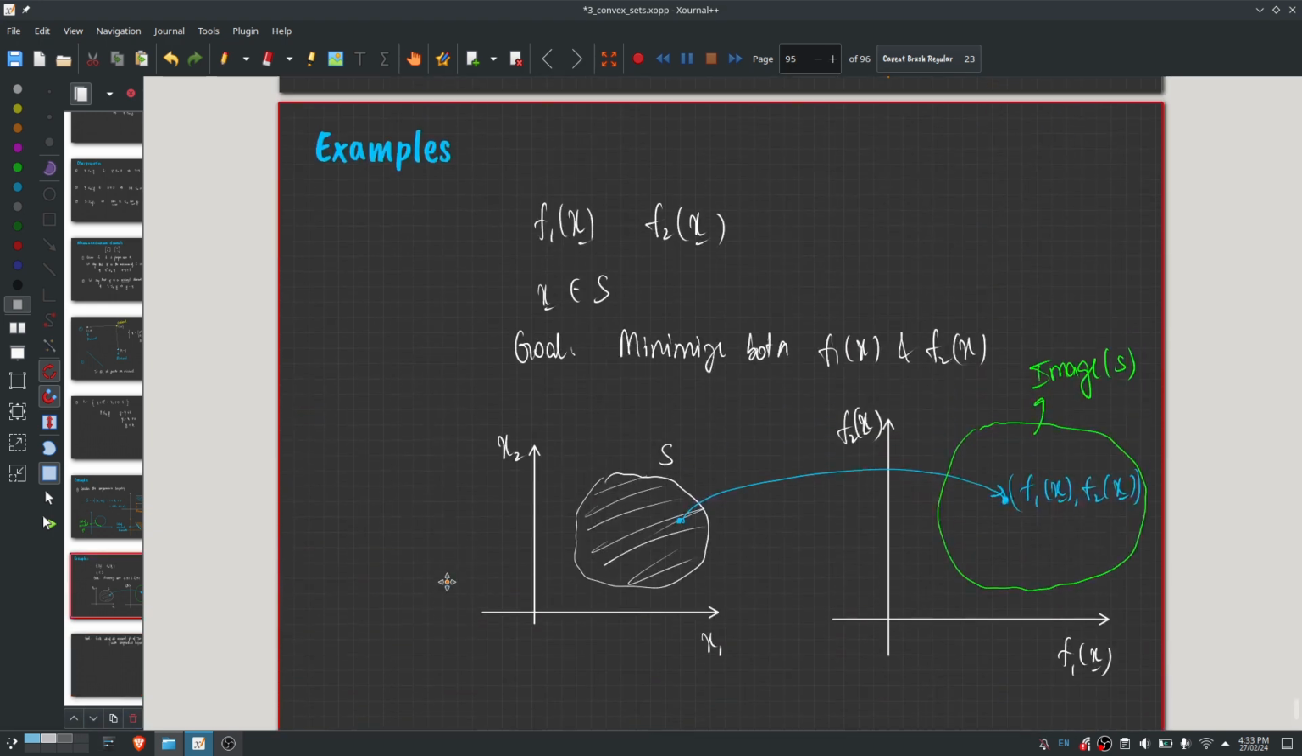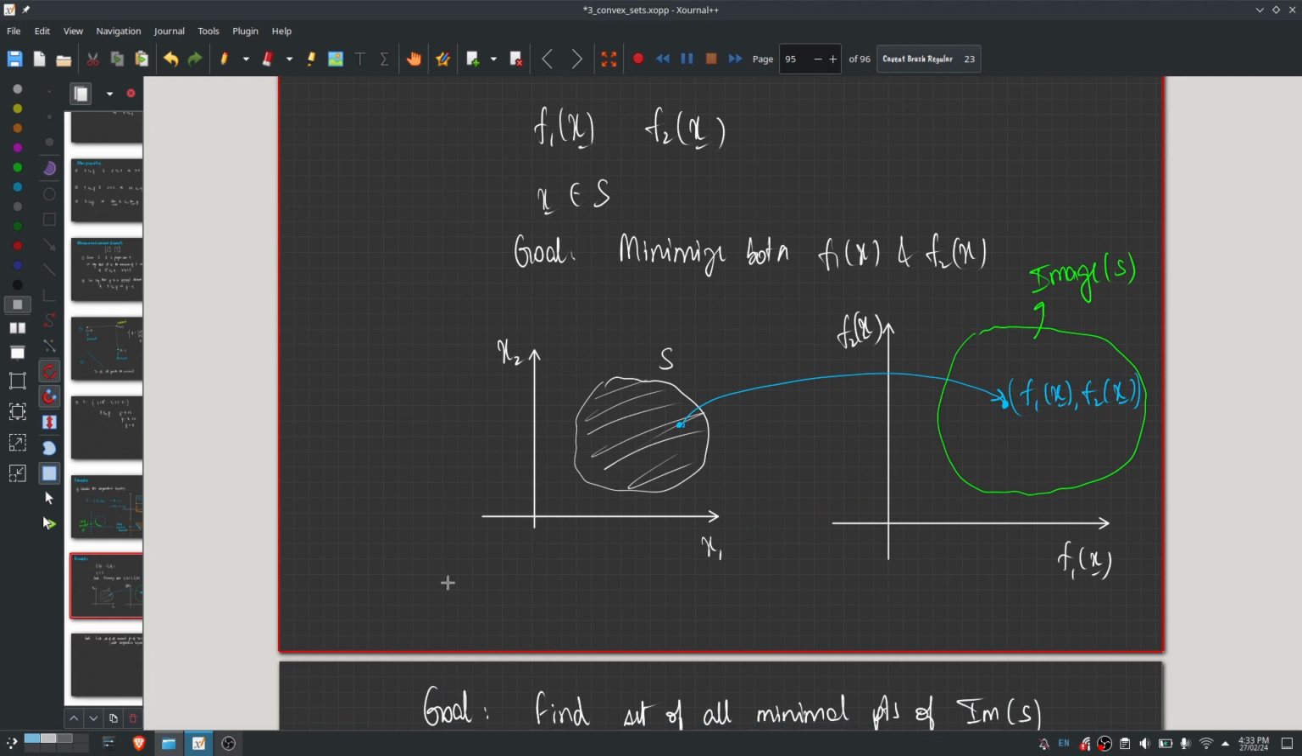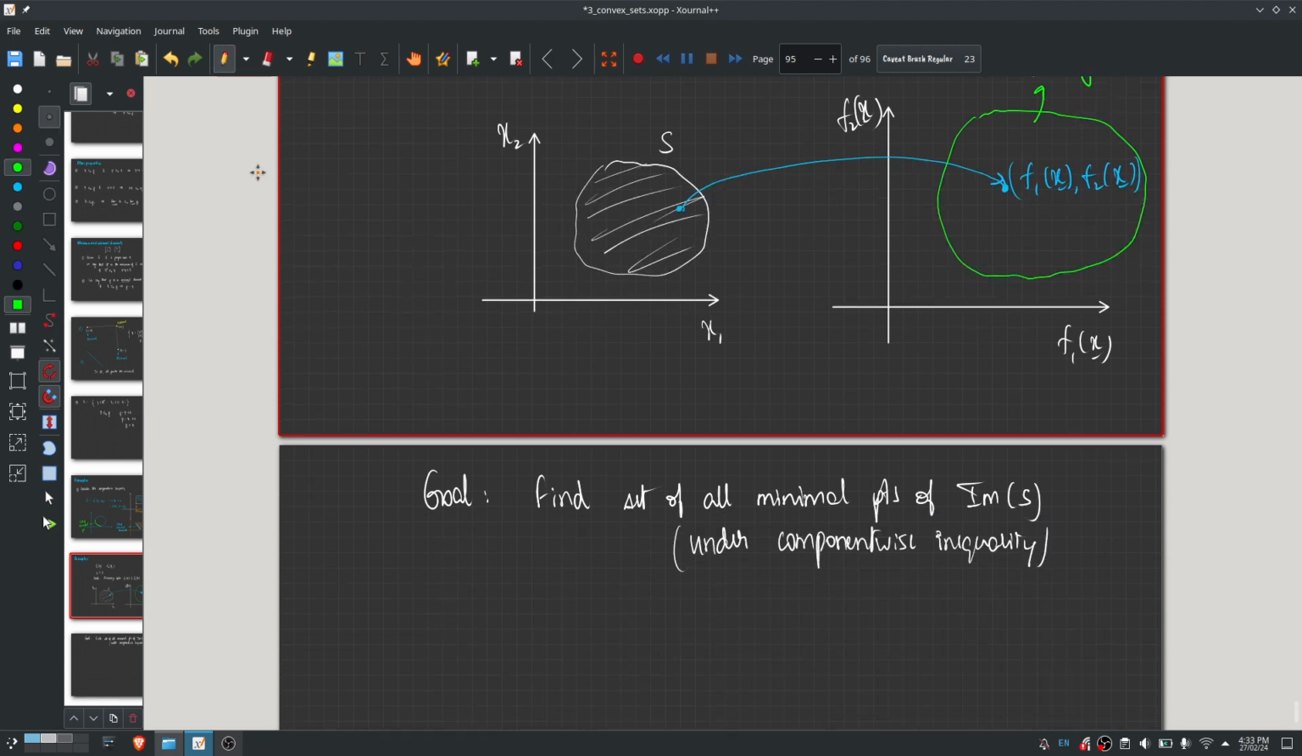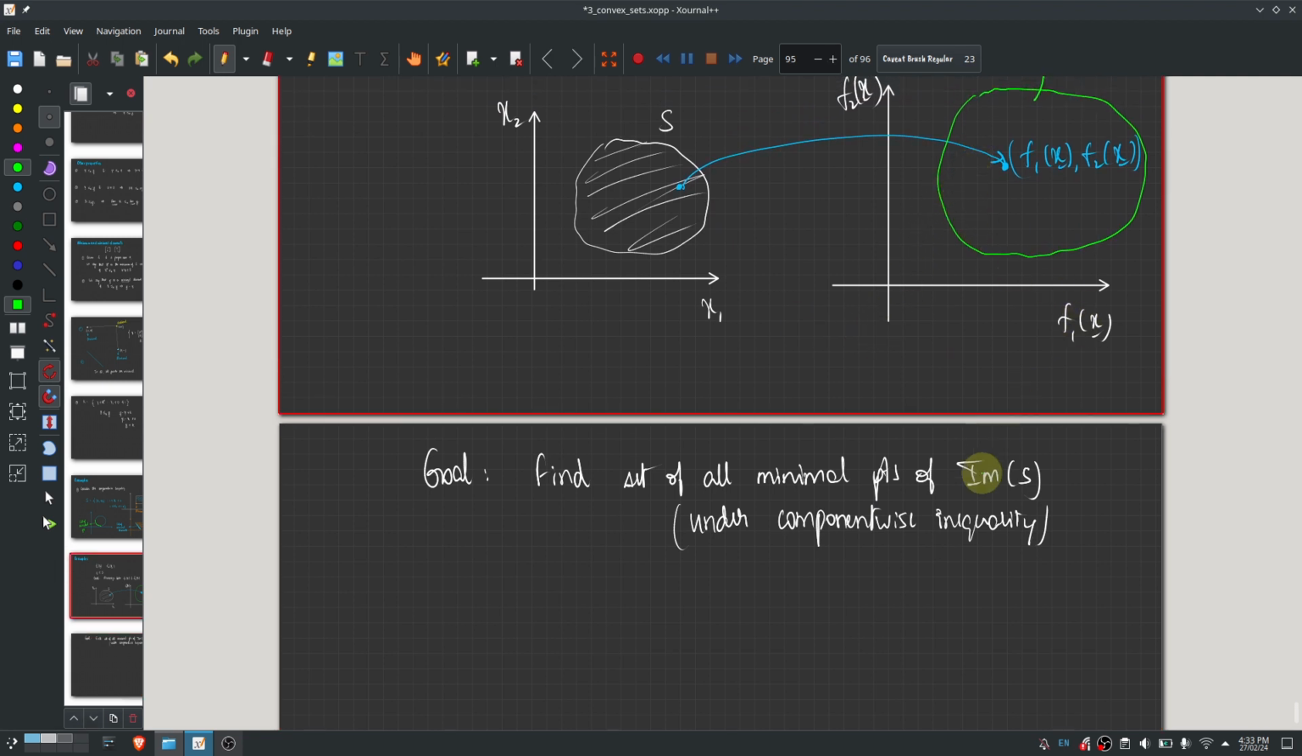Okay. So again, going back to our problem, suppose I have a multi-objective optimization problem wherein I have two functions f1 and f2 that I want to simultaneously minimize. Then that effectively boils down to finding the set of all minimal points of the image of the constraint set under the two functions f1 and f2. And this is of course under the component-wise inequality, and this set of minimal points has a special name. It is called the set of all Pareto optimal points.